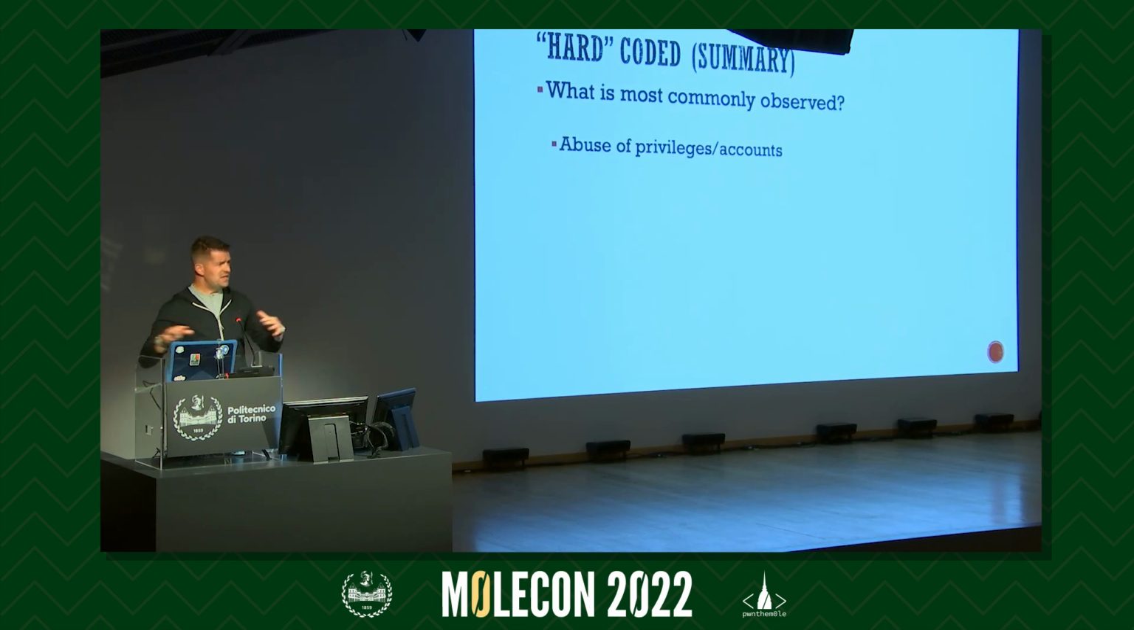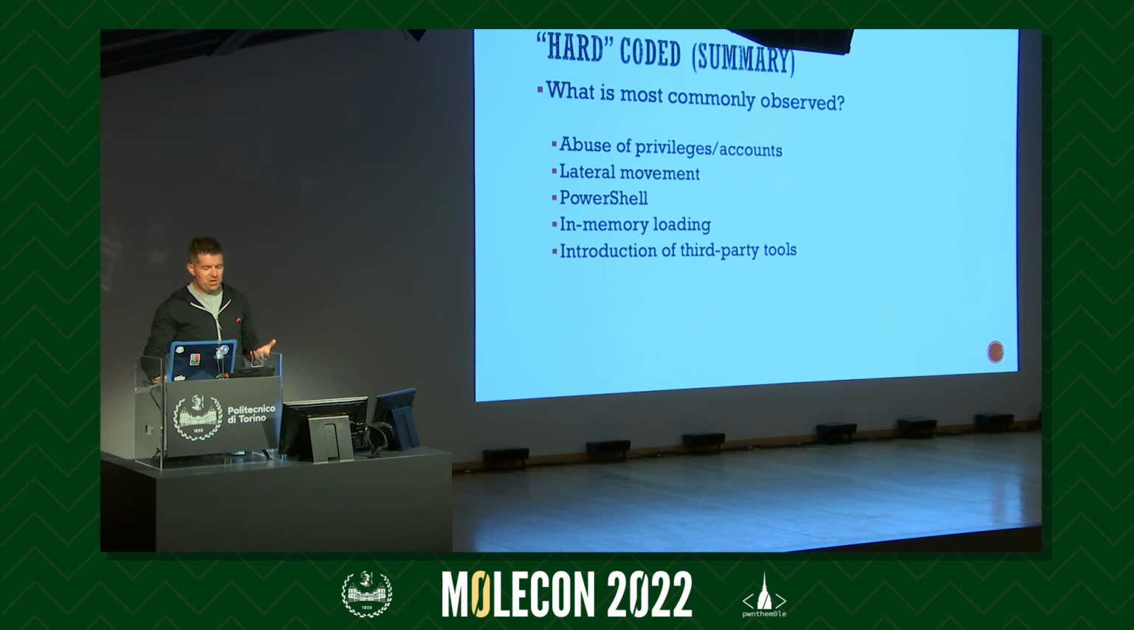So of all of these different options, capabilities, and functionalities built in, what are some of the most commonly observed things that we see Cobalt Strike used for? And again, I'm playing on the fact that you have this highly customizable, highly malleable platform, and it's mostly used for the same old stuff: abuse of accounts and privileges, moving laterally, using PowerShell, loading malicious code, and the introduction of third-party tools onto a victim system.